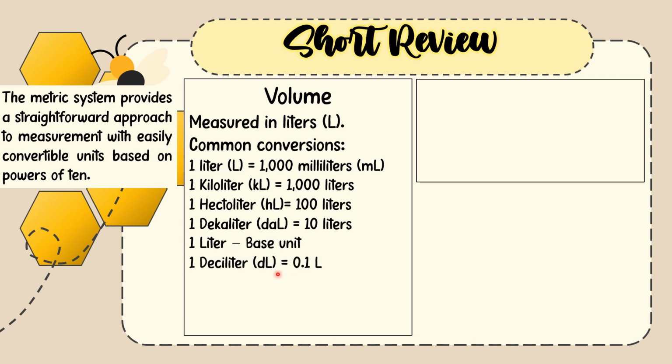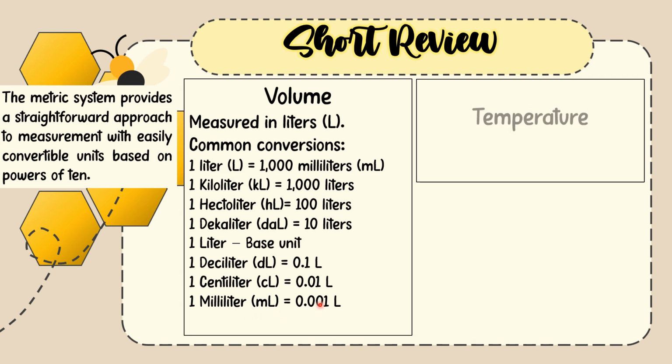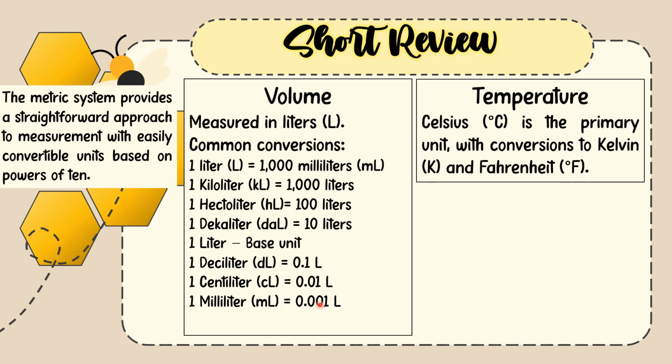And 1 deciliter is equal to 0.1 liters. 1 centiliter is equal to 0.01 liter. And 1 milliliter is equal to 0.001 liter. Now let's proceed to temperature. Celsius is the primary unit with conversions to Kelvin and Fahrenheit. So we are going to convert temperature from Celsius to Kelvin, Kelvin to Celsius, as well as Celsius to Fahrenheit, and Fahrenheit to Celsius.